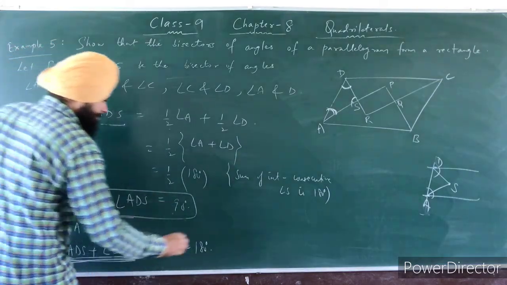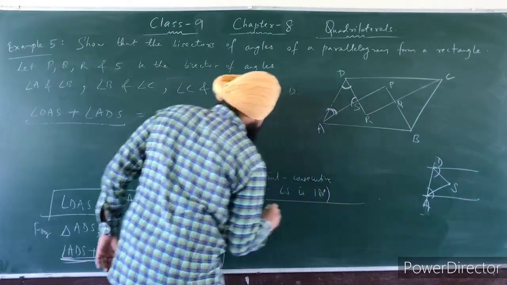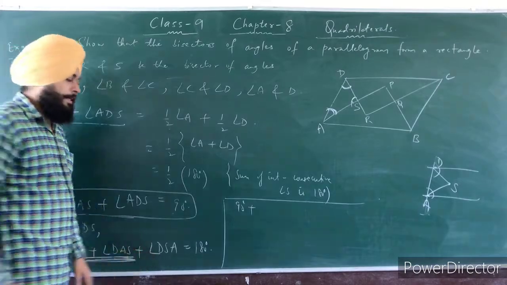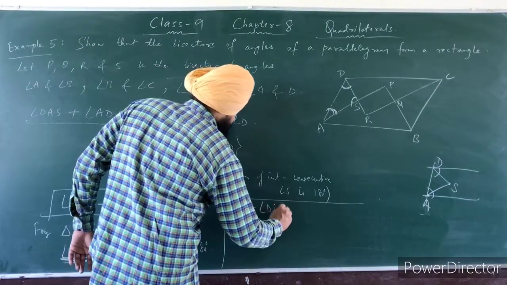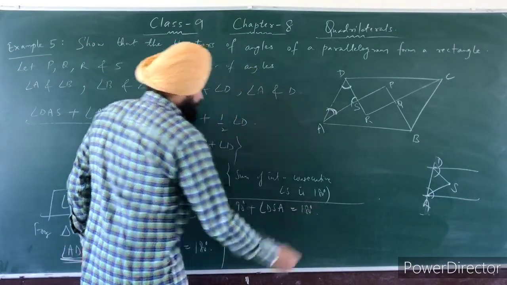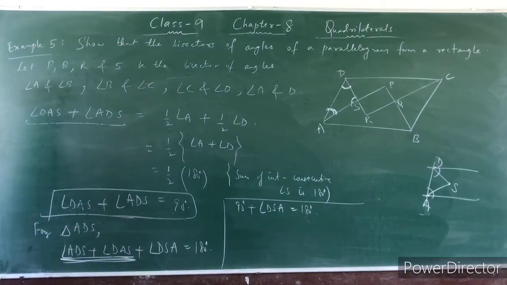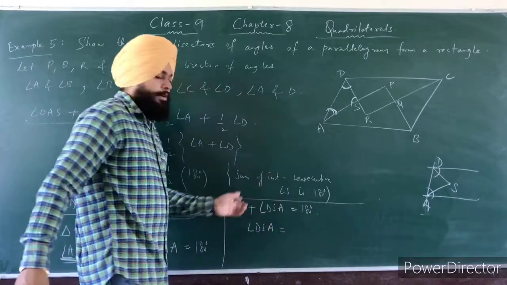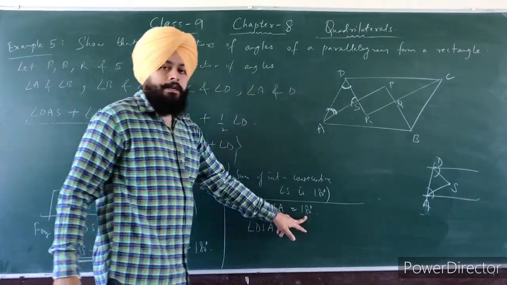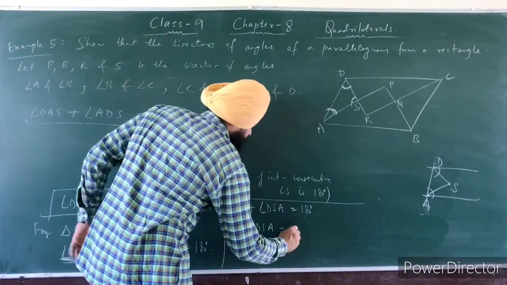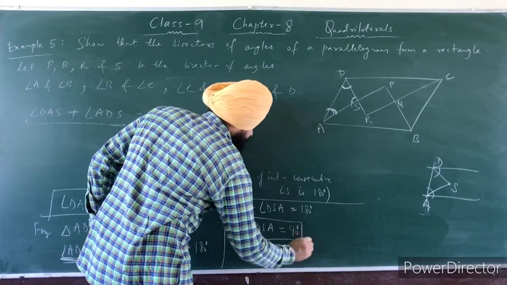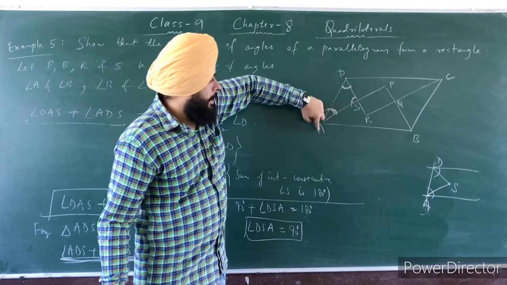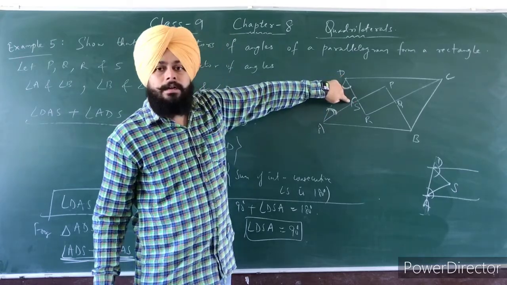So it is 90 degree plus angle DSA is equal to 180 degree. Now you can find the value of angle DSA. So take this 90 degree to the right hand side. It is subtracted from 180. So 180 minus 90 is again 90 degree. It means this angle DSA is of measure 90 degree.